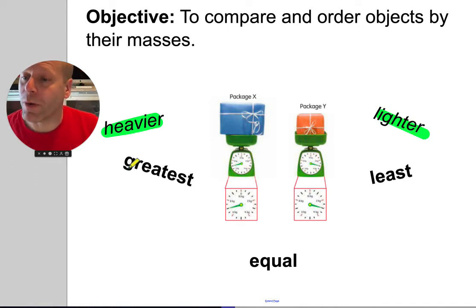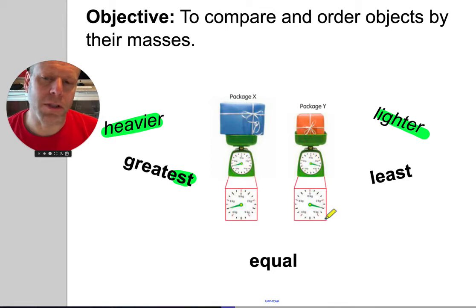You might say which one is the greatest. That's like if you're comparing maybe three or more objects. So notice here, they're using a different ending to talk about many objects. Or least, that's another one that would be used to talk about two or more objects, maybe even three or more. You might find some objects that are equal in size.